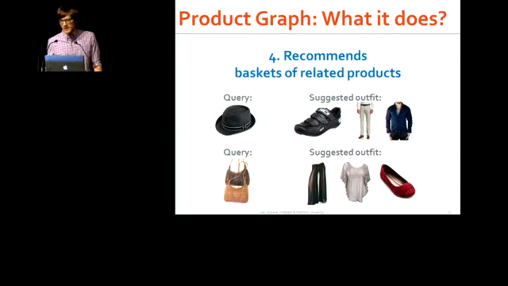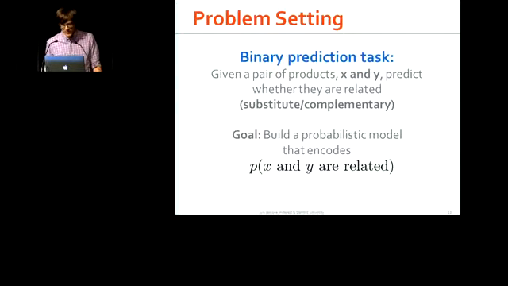And the last thing this allows us to do is make recommendations in terms of baskets. So I can say, here's a query hat, and we can recommend a suggested outfit: shoes that don't entirely match here, but pants and shirts and things like that. So we can make these types of recommendations. Now the question is, how do we do that?